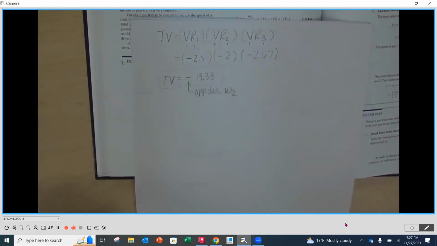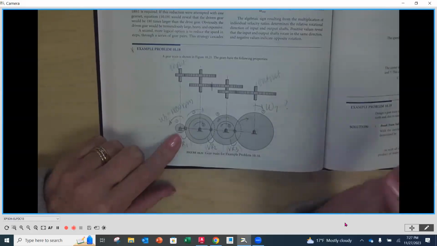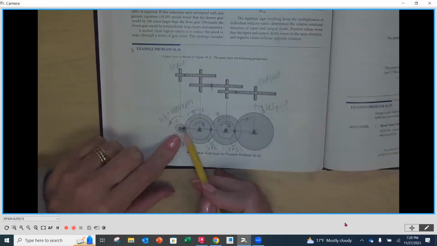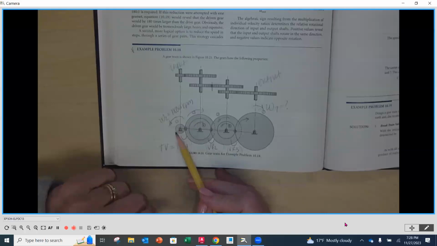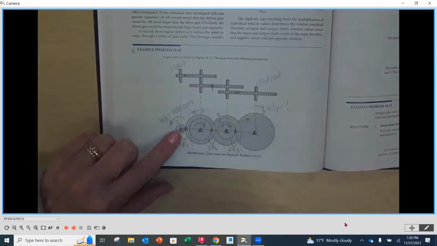So that's the difference between, that means that number 2, W2, our gear number 2, is going around 13.33 times, 13 1/3 times, before number 7 is even going around once. Even going around once. So that's our speed reduction.